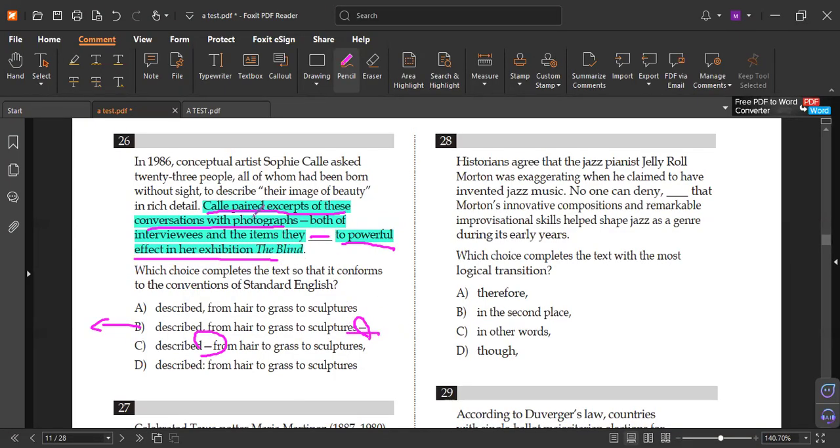But wait. Kelly paired excerpts of these conversations with the photographs. So paired something to something else. So B is correct. Here we need the second dash for non-essential information, this part. That's all. So you need a dash here. So this means the comma is wrong, nothing wrong here, and here nothing wrong, without caring about the colon. Again, follow the rules. Before a colon, it must be a sentence. If you read before the colon, it's not a sentence, it's a fragment. Again, after the colon, it must be an explanation. Okay, but after the colon is not an explanation of something mentioned before. So by all means, it is wrong.